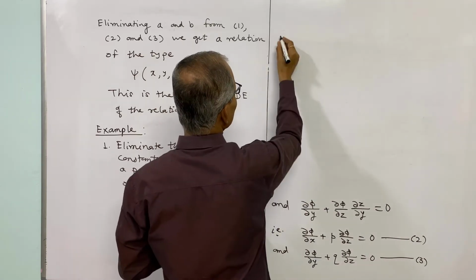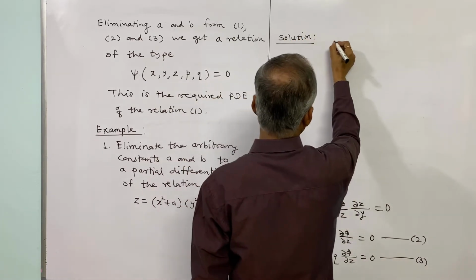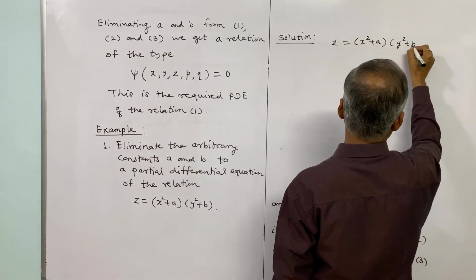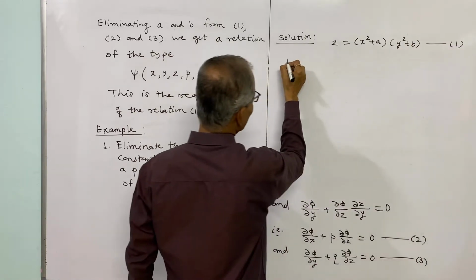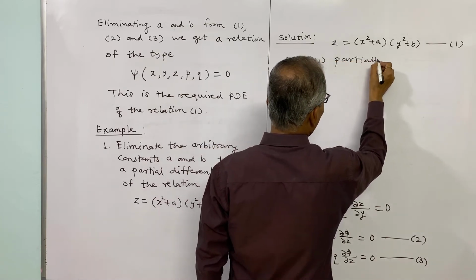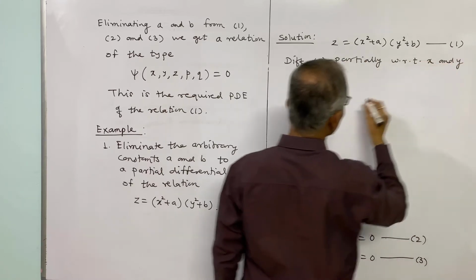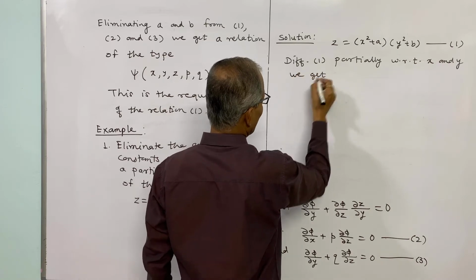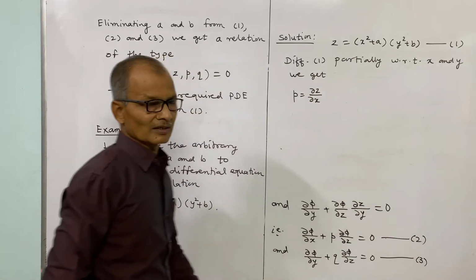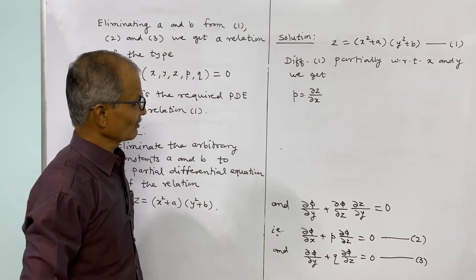Now we can consider the solution as z is x square plus a into y square plus b. Suppose this relation is 1. Differentiate 1 partially with respect to x and y. We get, first, the partial derivative with respect to x, that is partial derivative of z with respect to x, and the notation is p. We are going to use the notations that we have written earlier.